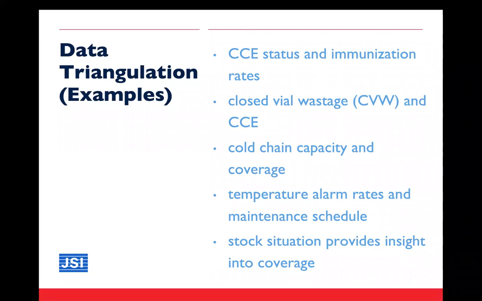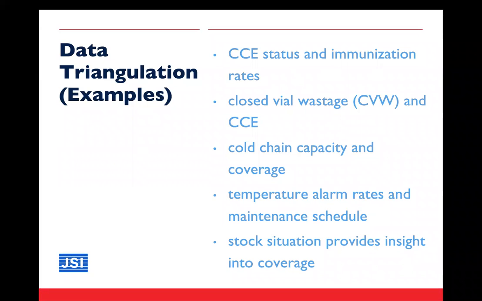We might also compare cold chain capacity and coverage to see if limited cold chain storage capacity limits the coverage you can achieve. And we could also compare temperature alarm rates against adherence to the maintenance schedule. That's an example that DHIS2 brought up.